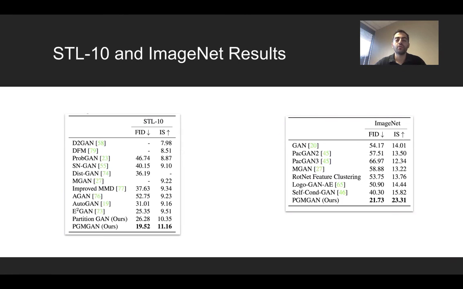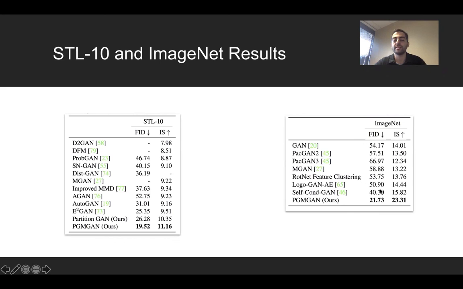To capture the goodness of a generative model, two metrics exist: one is FID and one is inception score. For FID, lower is better; for inception score, higher is better. We drastically improved the FID and inception score, from 25 to 19 and from 9 to 11, for the STL10 dataset, and also for the ImageNet dataset, which is very large. It has 1.2 million images.